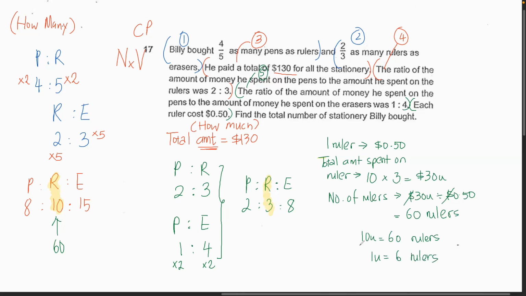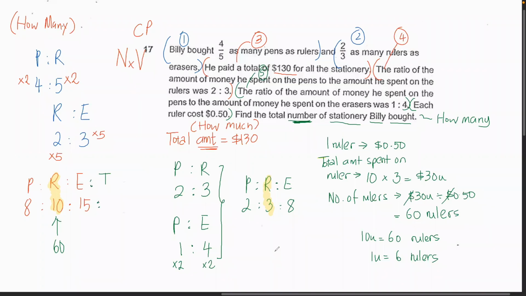Now, the question says, find the total number of stationery Billy bought. Number. The keyword here is the word number. Are they asking for how much? No. What are they asking for? How many. You understand what I'm saying? How many did Billy buy? Let's find the total.